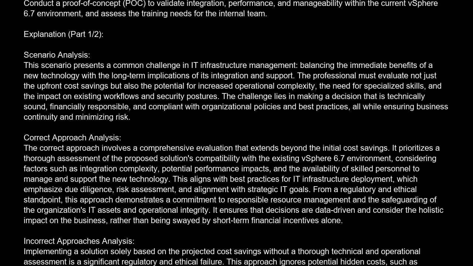It ensures that decisions are data-driven and consider the holistic impact on the business, rather than being swayed by short-term financial incentives alone. Incorrect approaches analysis. Implementing a solution solely based on the projected cost savings without a thorough technical and operational assessment is a significant regulatory and ethical failure. This approach ignores potential hidden costs, such as increased training requirements, integration challenges, and the risk of system instability, which could ultimately outweigh the initial savings.